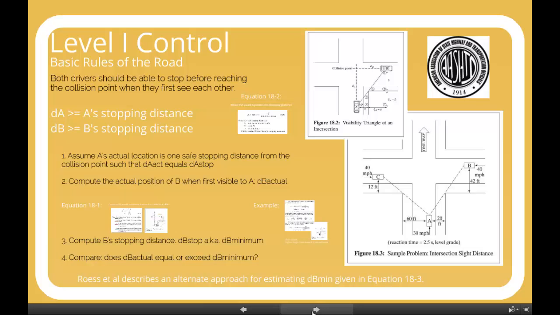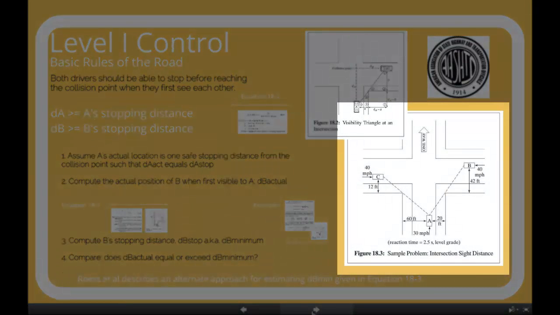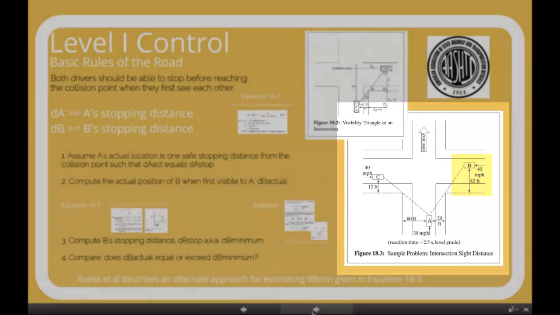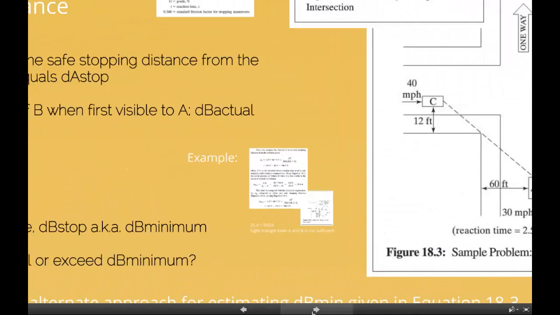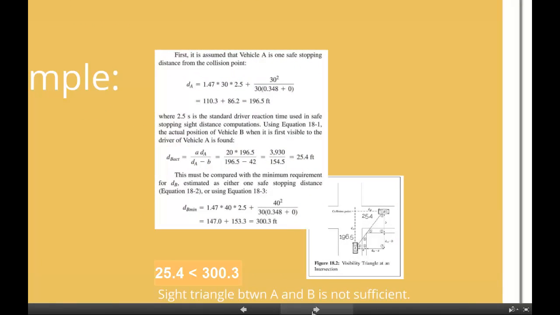Let's see how the steps work in the context of the example problem, where A's speed is 30 miles per hour and the A driver is 20 feet from the obstruction, where B's speed is 40 miles per hour and the B driver is 42 feet from the obstruction. Step 1. Assume A is one safe stopping distance from the collision point. A's stopping distance is computed here to be equal to 196.5 feet. That means that during the time it takes to perceive, react, and decelerate to 0, A travels that distance.